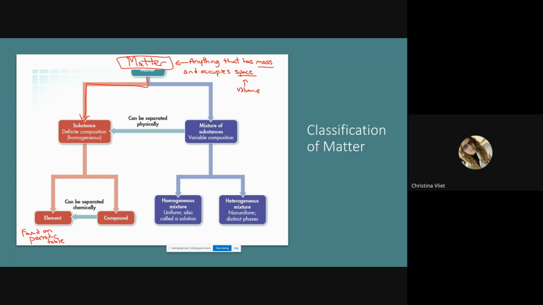And compounds, which we know are 2 or more elements that are combined in a fixed ratio, that are stuck together. Either they're stuck together through an ionic bond where electrons are transferred, or by a covalent bond where they share electrons in order to form the compound. We spent all of Unit 3 talking about that.